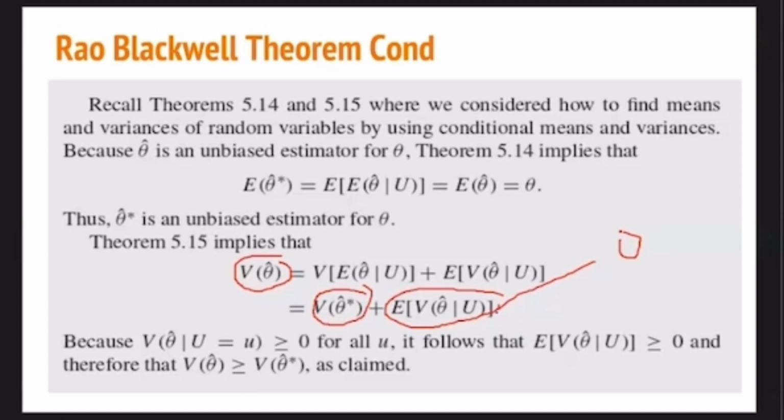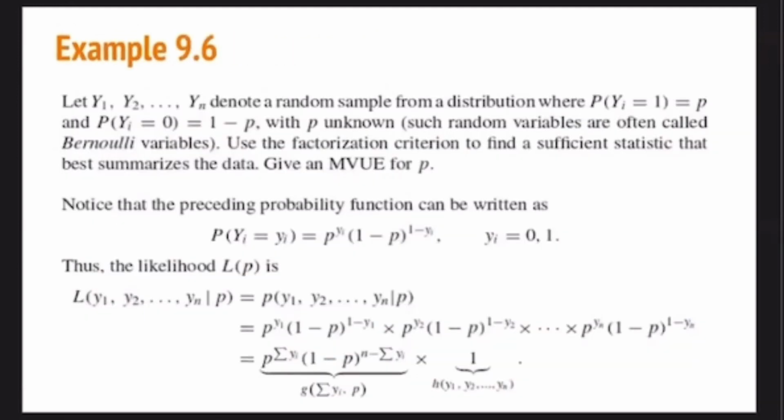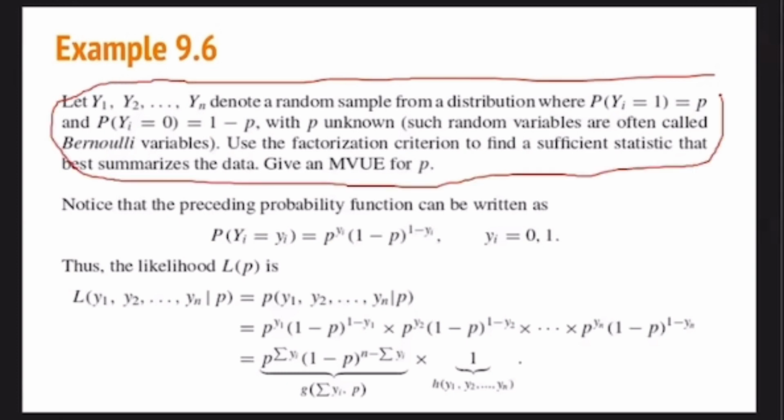Any question? Okay, now we want to go through an example. Let's go through an example. This is where the question is going to come. Take a look at this question. You're told that you're working with Bernoulli. The very first thing they ask you to do is use the factorization criterion. If they ask you to find the minimum variance unbiased estimator for the parameter, you need to first use the Fisher-Neyman factorization theorem. Does that make sense? Okay.